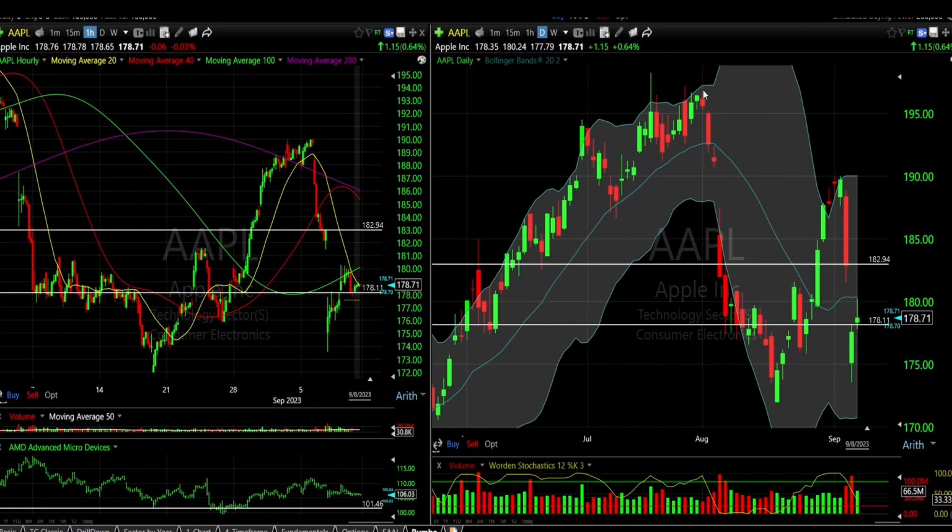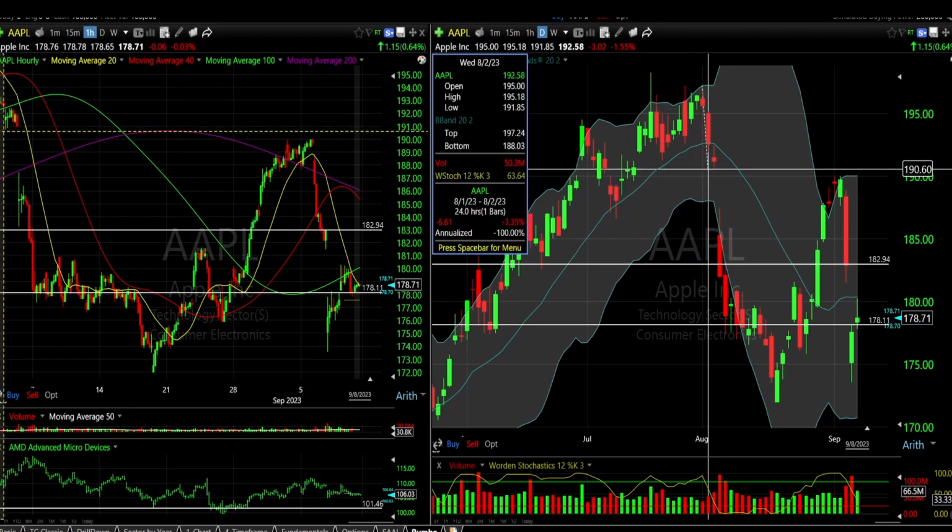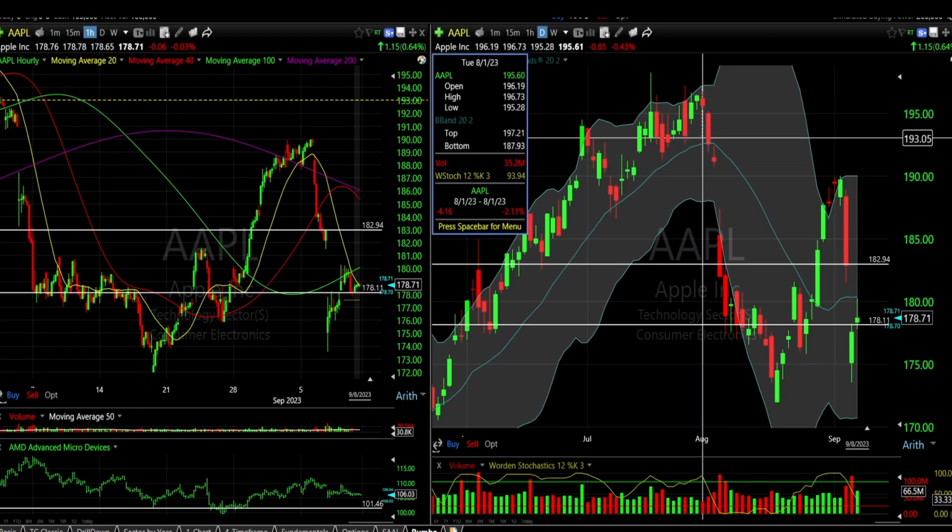Or you can use this strategy. This is way more reliable and a little bit more safe, especially for new traders. You just wait until it reaches the middle line. It's absolutely perfect, absolutely incredible, and it works every time.